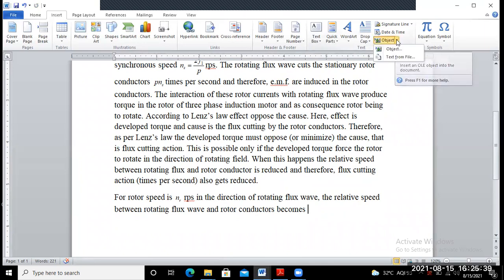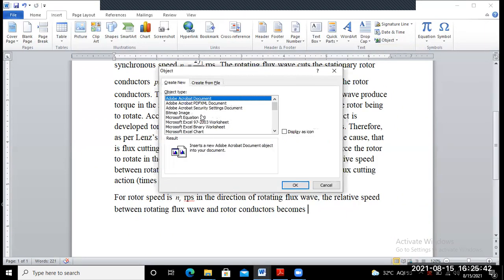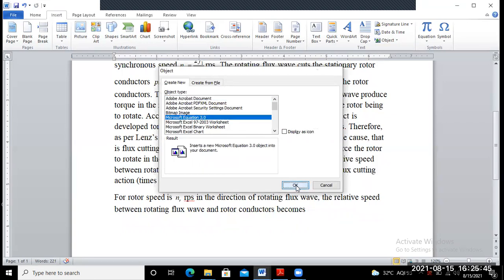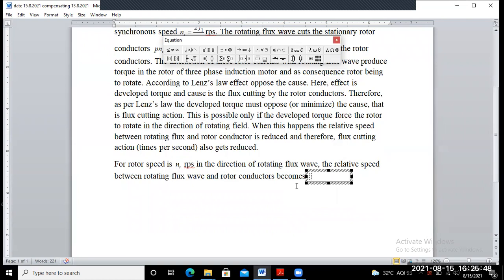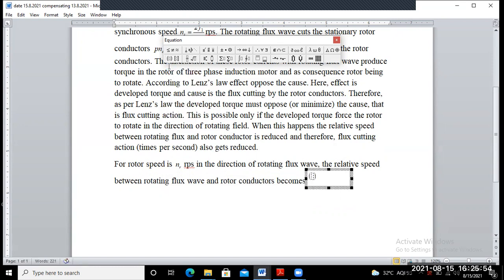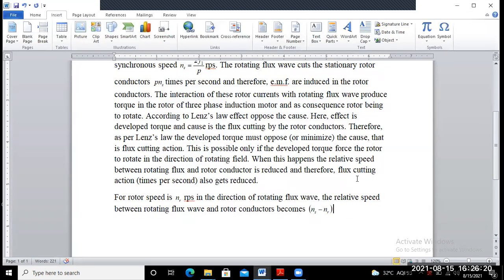So the relative speed becomes how much? ns minus nr revolutions per second.